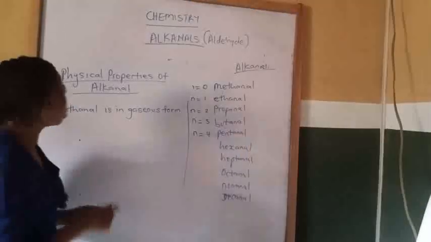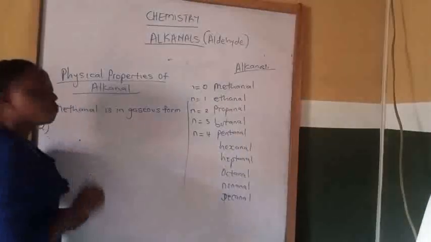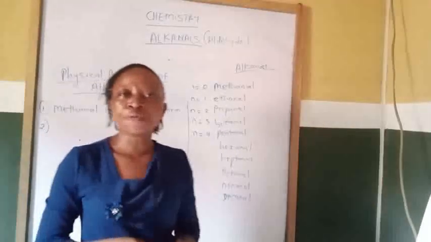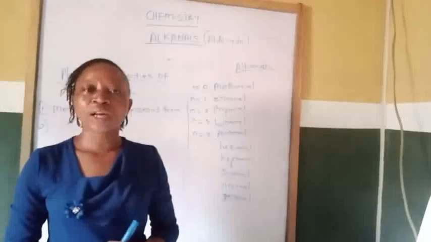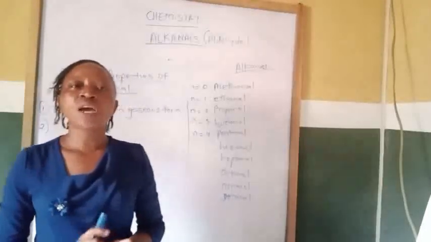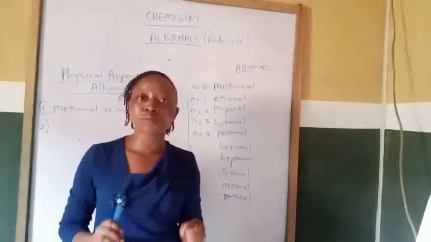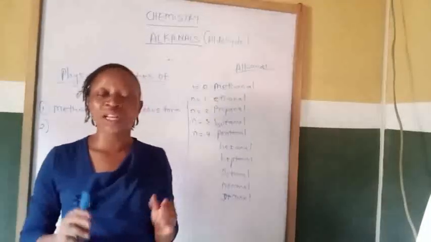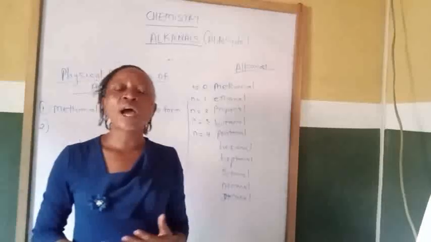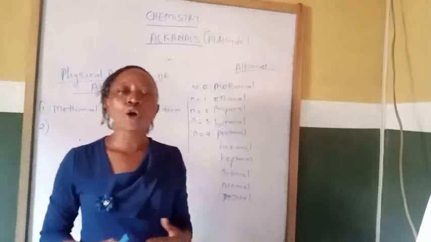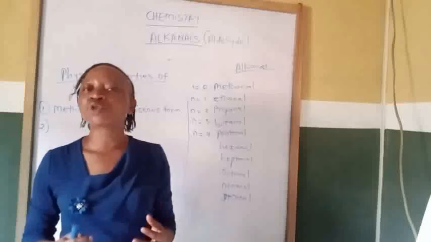Number 2: the first member to the fifth member are polar. That is, they are soluble in water. While other members are non-polar. So therefore, they are soluble in what?